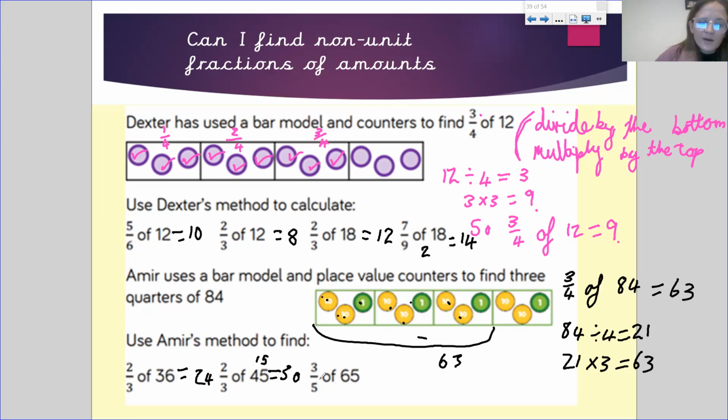65 divided by 5, and we can say 3. Or have I gone wrong here? Give me a second. No, that's correct. So 65 divided by 5 is 13. 13 times by 3 will give me 39 as my answer, because I've divided by the bottom and I've multiplied by the top number. So check your answers now and make sure that you have got the correct answer before I clear this. So pause the video.